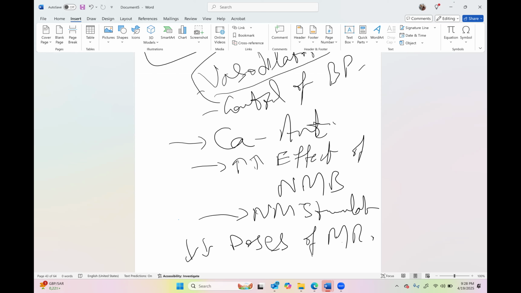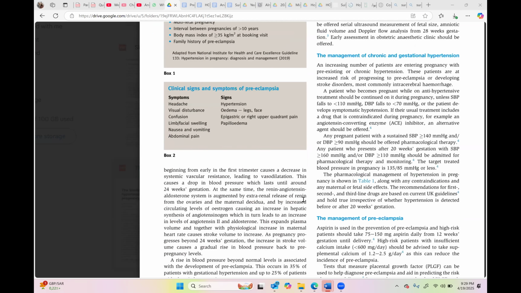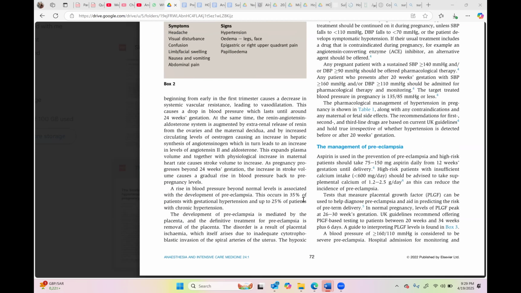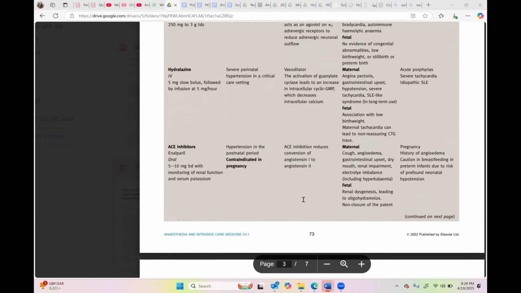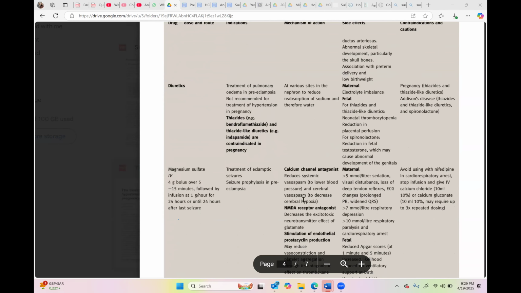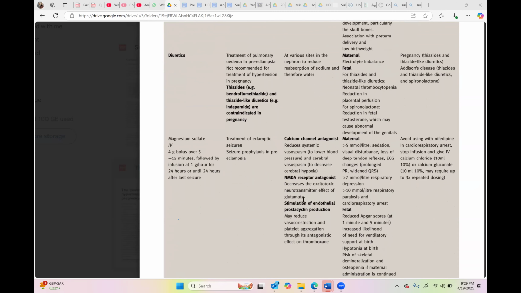So they can ask you how you can explain the anti-epileptic effect of magnesium. This is the answer: it decreases the excitotoxic neurotransmitter effect of glutamate, and stimulation of endothelial prostacyclin will reduce.